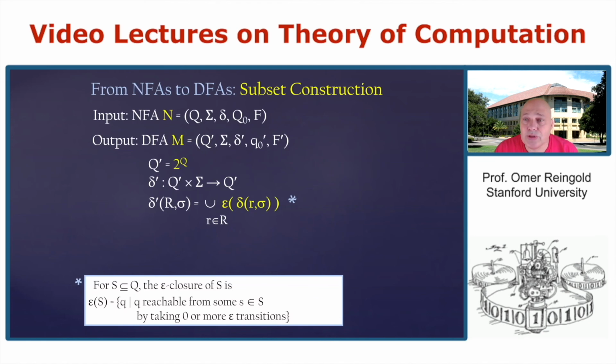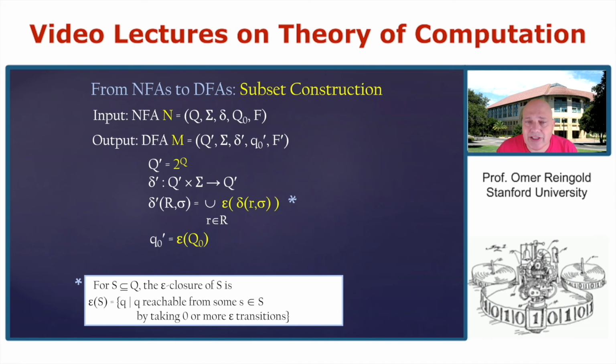S is always contained in the epsilon closure of S, because each state in S can be reached from itself by taking 0 epsilon transitions. We will check this notion and see an example very soon. Now, once we define the transition function of this DFA, we can define the start state and the accept state.